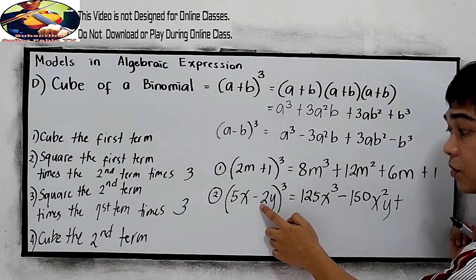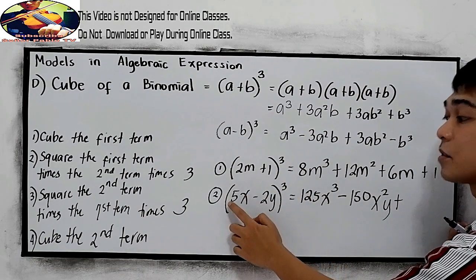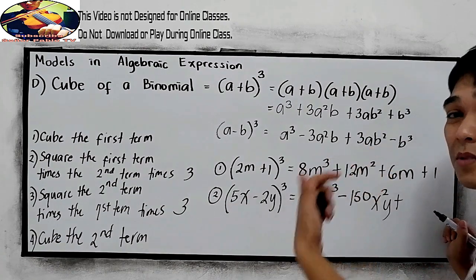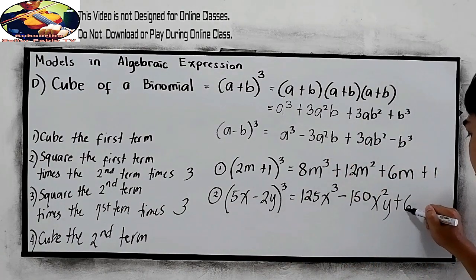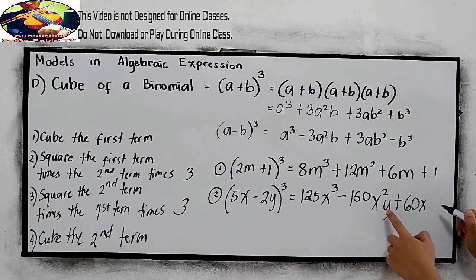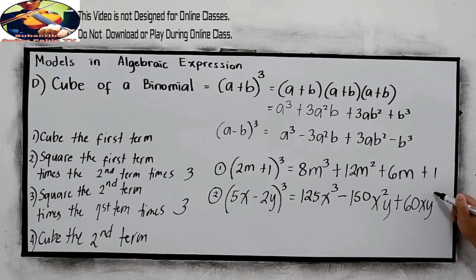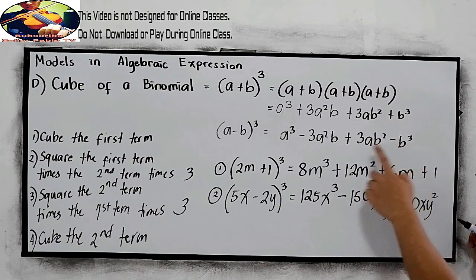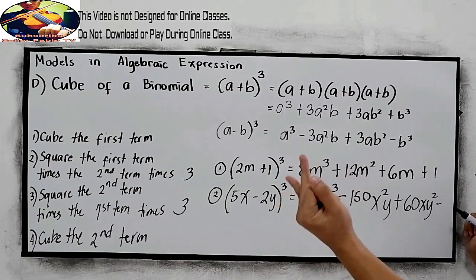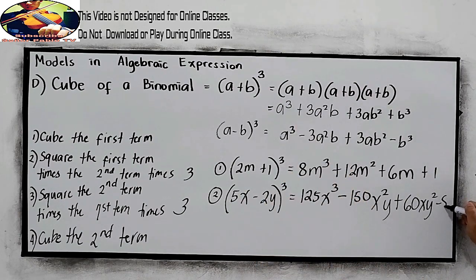Square the second term, so 2 squared, 4 times 5, 20 times 3, so 60. Then for the exponent, we have x, then y squared. Then last term, minus cube, 2 times 2 times 2, that is 8. Then we have y cubed. This will be the final answer.